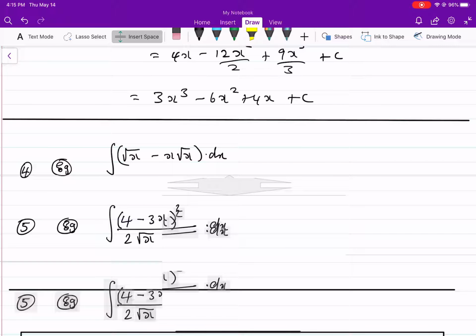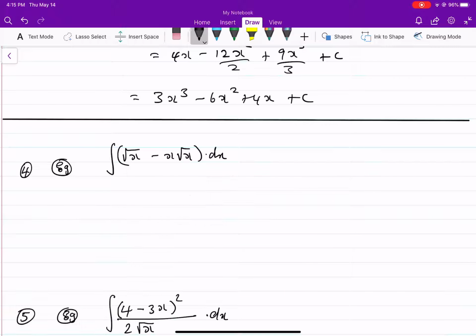Okay, how about the next one? Root x minus x root x. Well, I gotta massage this as well. Everybody knows their indices. Root x can be written as x to the power of a half, and that would be in the form ax to the n, right? 1 times x to the half. So I can use a little bit of indices and massage that function first.